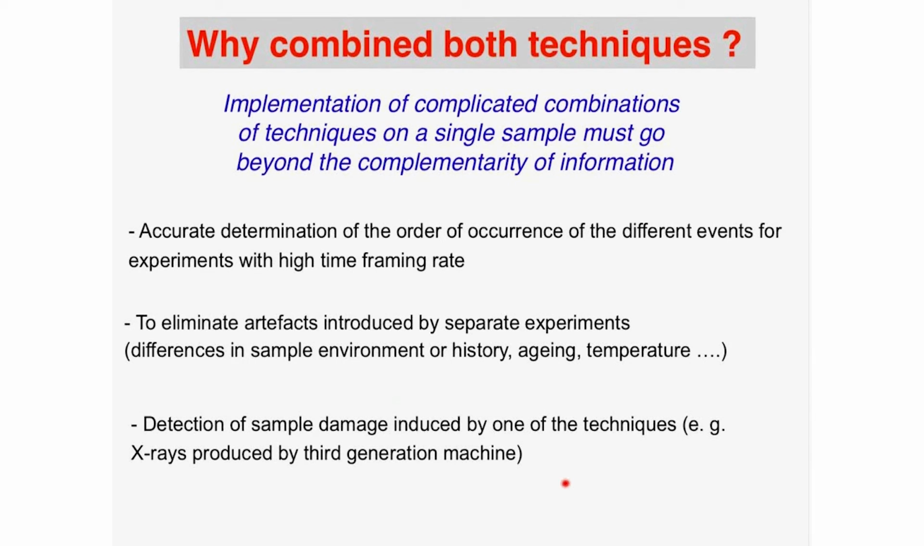And finally, as the last point, considering that we are dealing with techniques where you have an interaction of electromagnetic radiation with samples, the use of an additional technique of characterization can also be very helpful in order to detect sample damage. And this is particularly true for the use of X-rays produced by a third-generation machine. We have a very high flux, and most of the time the samples suffer from this high flux of photons. So for very sensitive samples, such a cross-check of, let's say, good health of the sample can be crucial.